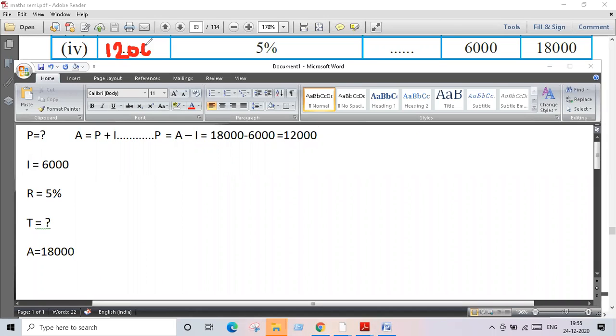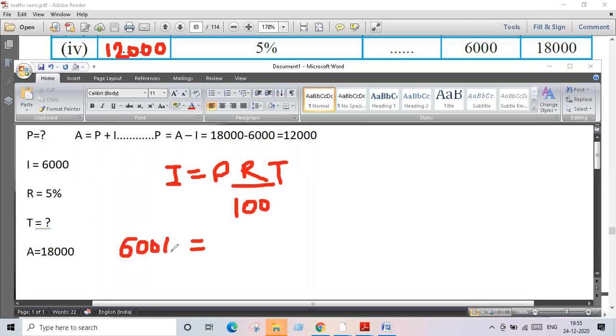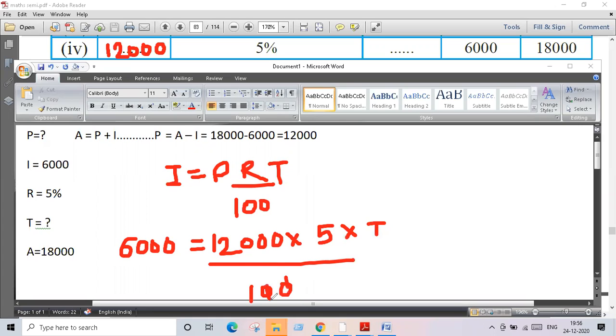Now we'll have to find out the T. For that purpose we are using the formula I is equal to P into R into T upon 100. Let's solve. It's easy. What is I here? I is 6,000 rupees. P is already 12,000 rupees. R is 5%. T we have to find out, upon 100. One zero is cut here and one zero is gone.